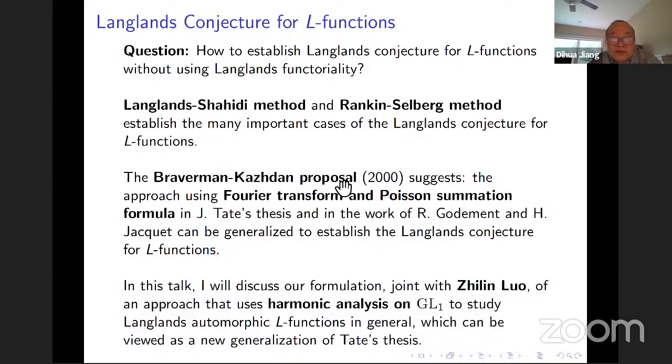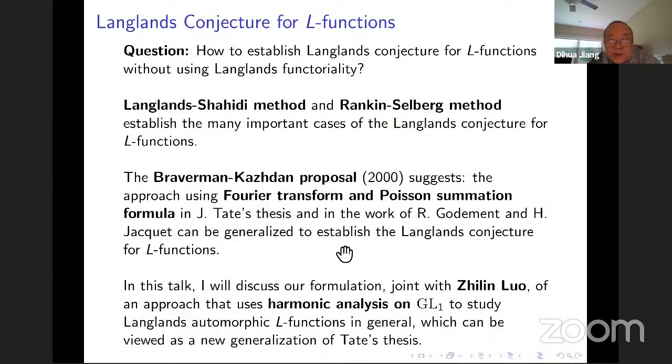And of course, more recently, Bao Chau Ngo has also suggested constructing the invariant distribution, which is important for this method. But in this talk, I'll try to discuss the formulation joint with Zhilin Luo: how to use harmonic analysis on GL_1 to study the Langlands L-function in general. So this can be viewed as a new generalization of Tate thesis.